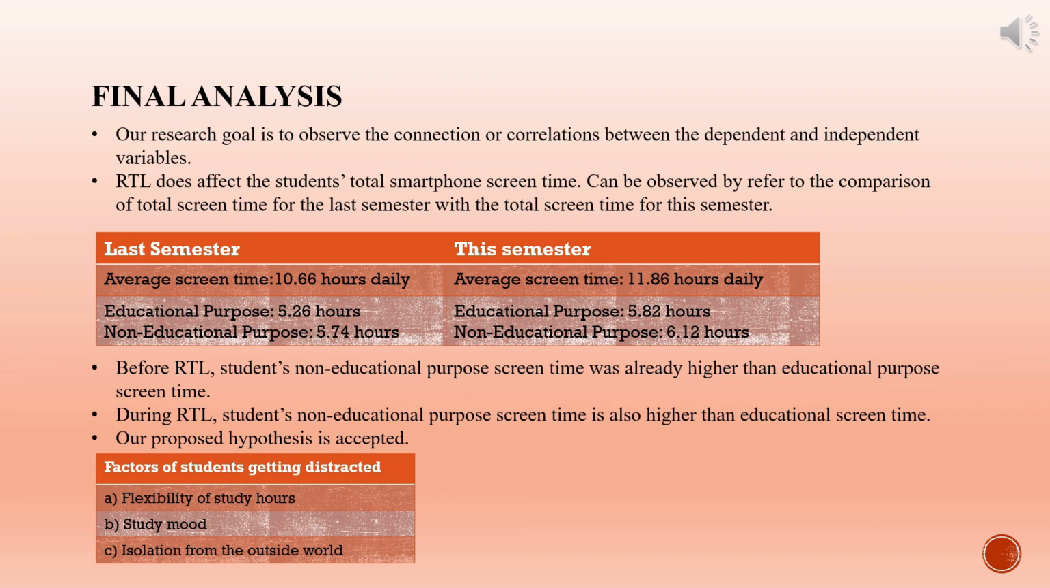And the second one is the study mood. The study mood can be bad or good. Sometimes the student will feel bad about starting to study, and sometimes the student will be in a good mood to start studying.